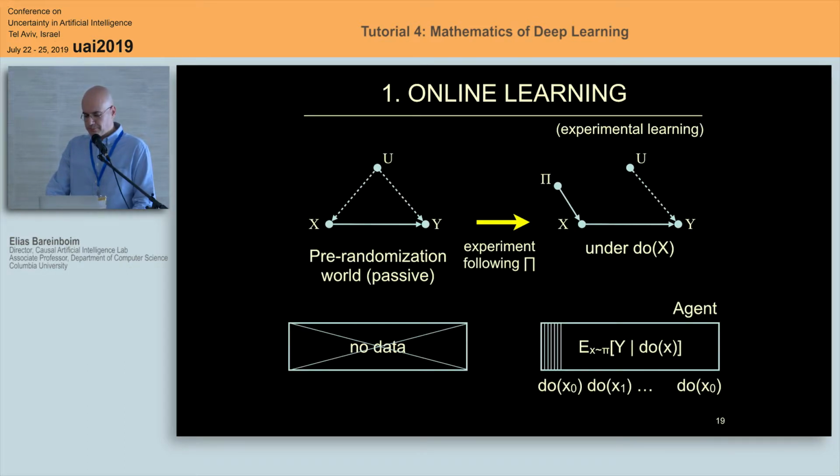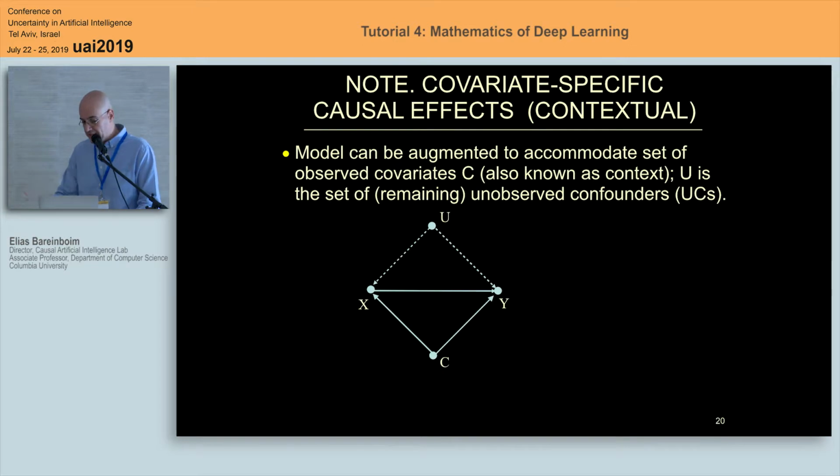And this is just another picture that I like with the tapes, that we have no data from what happens before, and then we ignore this world, and then you start collecting samples, collecting data about the do X0, do X1, do X0, depending on where the coin, or where your policy is giving you, and at the end you are able to get this E of Y given do X. This picture, yeah. Now there is a huge discussion, a huge literature in covariate-specific causal effects.